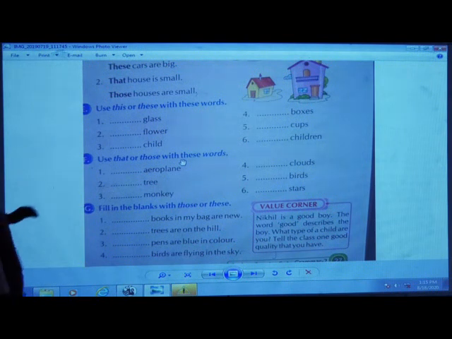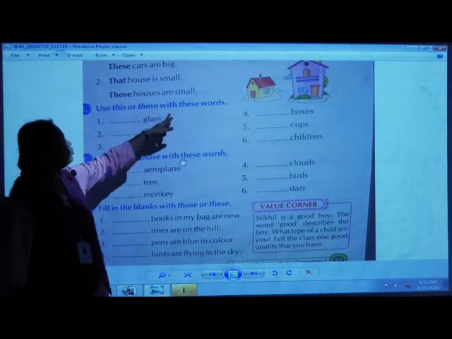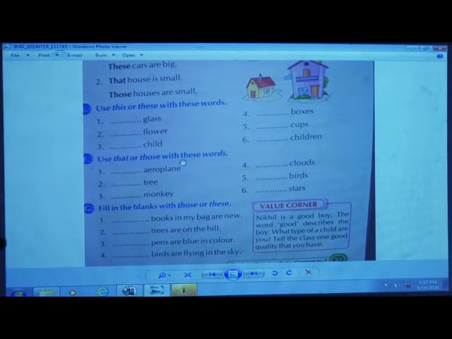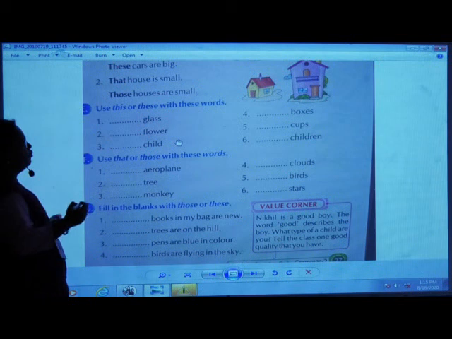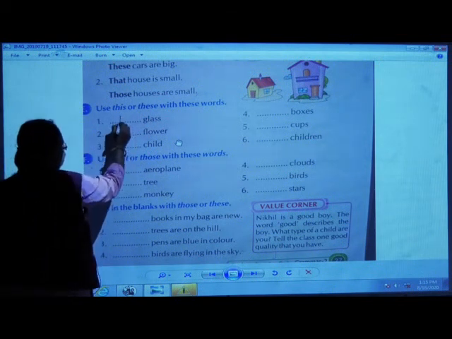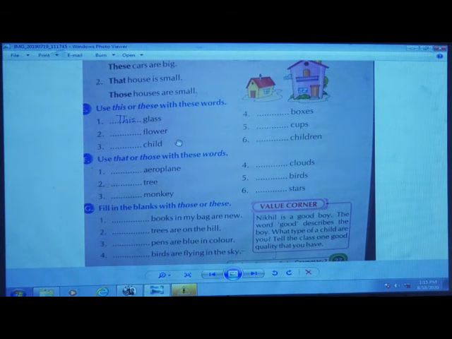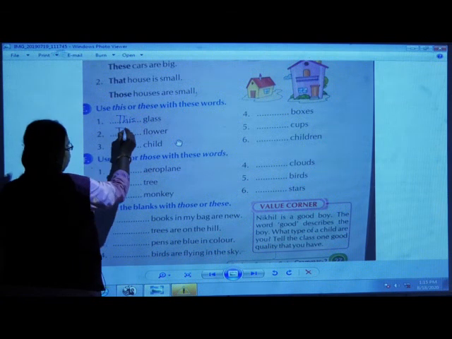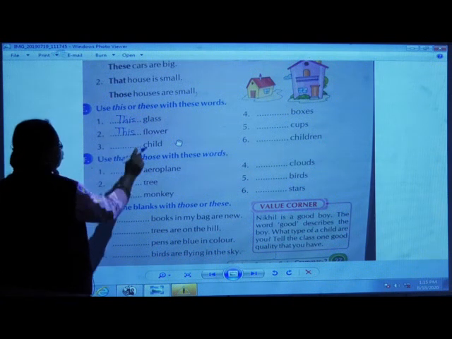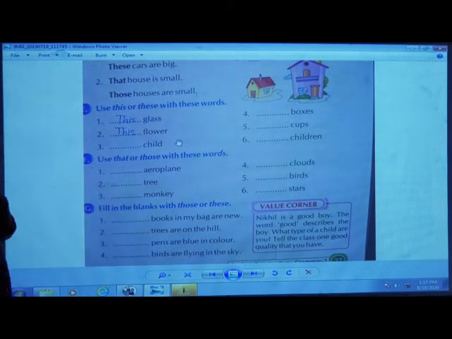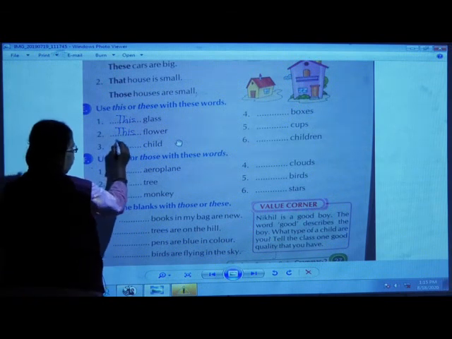Now see the example. Use this or these with these words. This glass, this flower. Now how many flowers are there? One flower, this flower. Then how many children are there? Only one child. So this child.